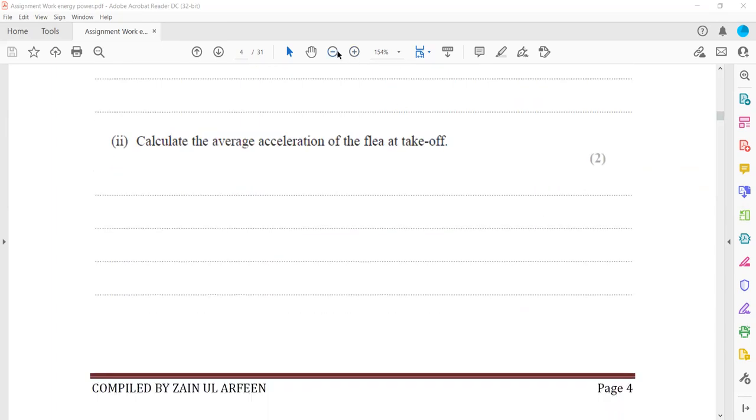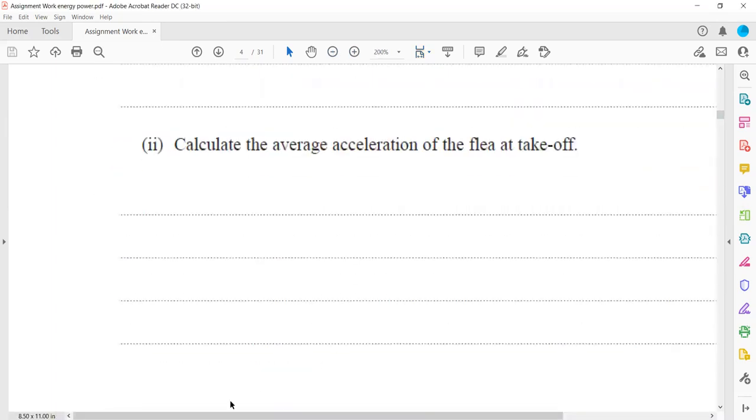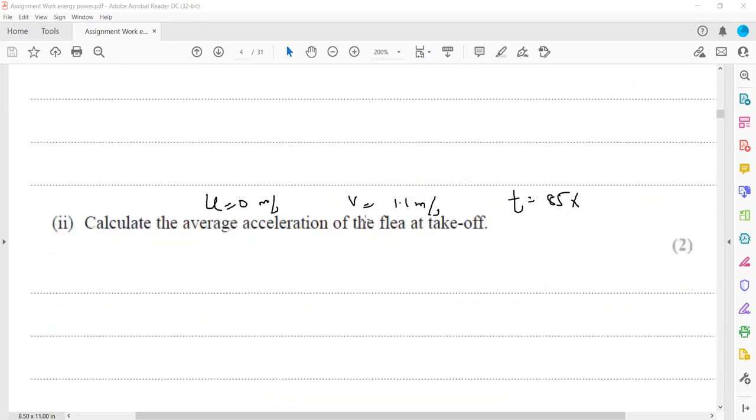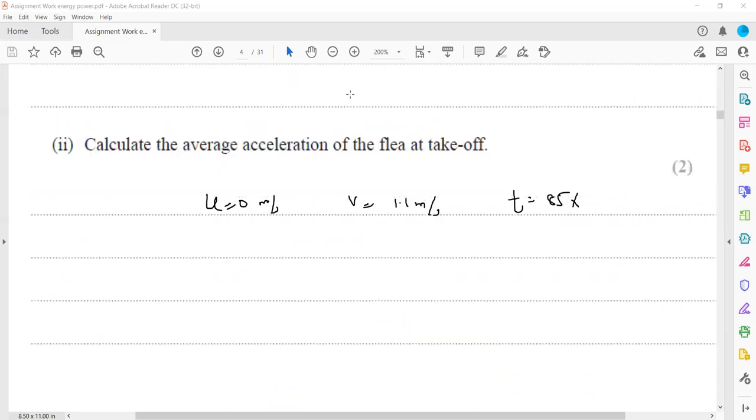Calculate the acceleration of the flea. So we have this, it started at rest. This is about the equation of motion. So it started at rest. The maximum it reached is 1.1 meters per second, and the time is 85 millisecond. That is 0.85 millisecond. So 0.85 times 10 to the power minus 3.